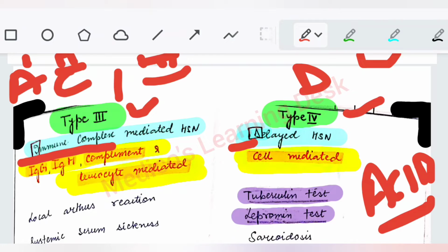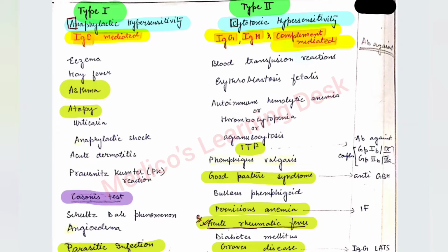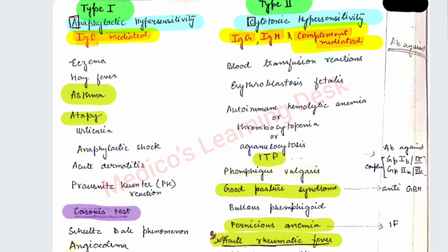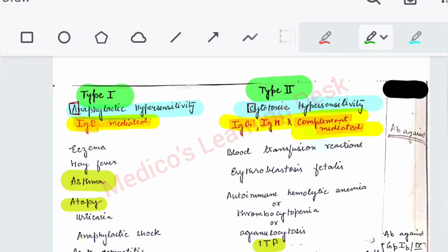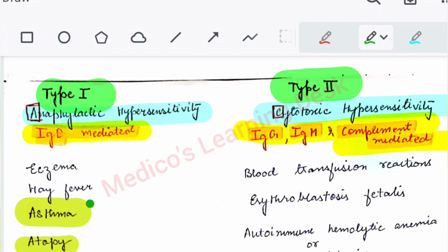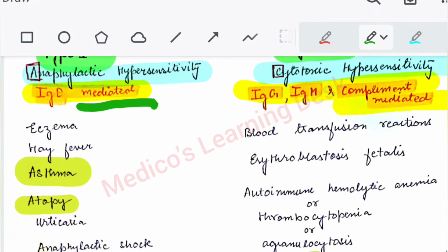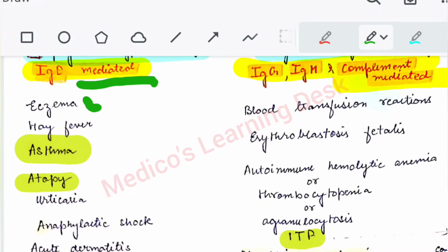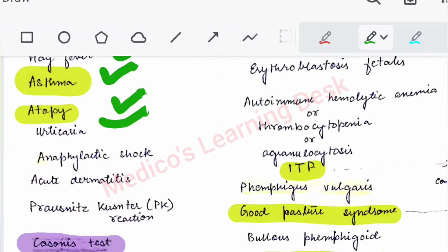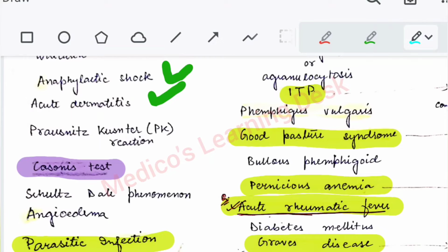Now we will see individually what the examples are. Coming to type 1 hypersensitivity reaction, what do we have? In type 1 it was anaphylactic reaction, that is IgE mediated anaphylactic reaction. So what are the examples? Eczema, hay fever, asthma, atopy, urticaria, anaphylactic shock, acute dermatitis, and one test will be here, Casoni's test. We will discuss it later on, just now remember the name.